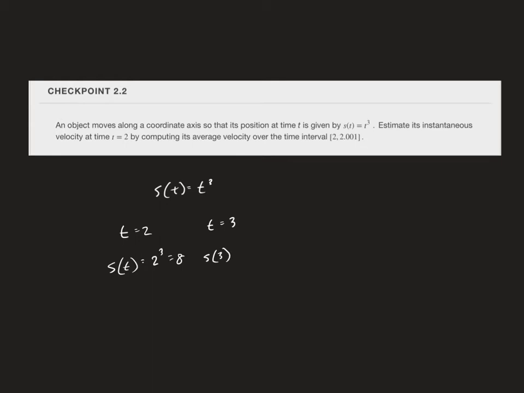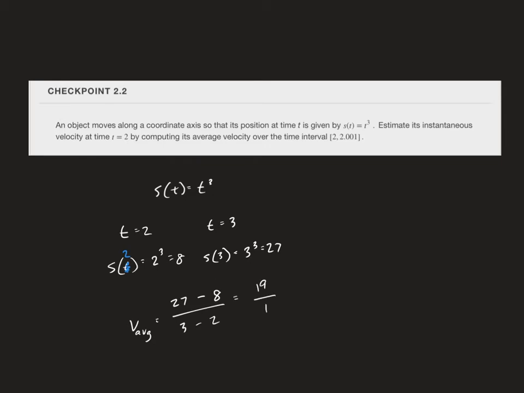Oops, that should say s of 2 before. My bad. There we go. S of 3 is 3 cubed, or 27. Okay, so now my average velocity, v sub avg, is y2 minus y1, 27 minus 8, the change in position, not the change in y values really, but it's the change in position, divided by the change in time. 3 minus 2 is 1.